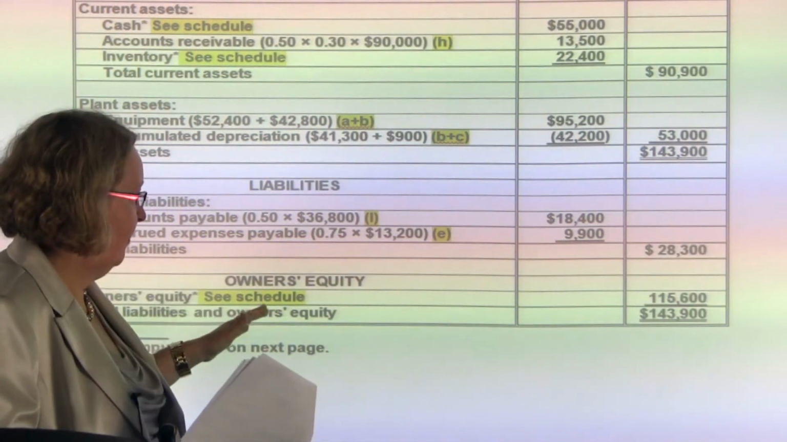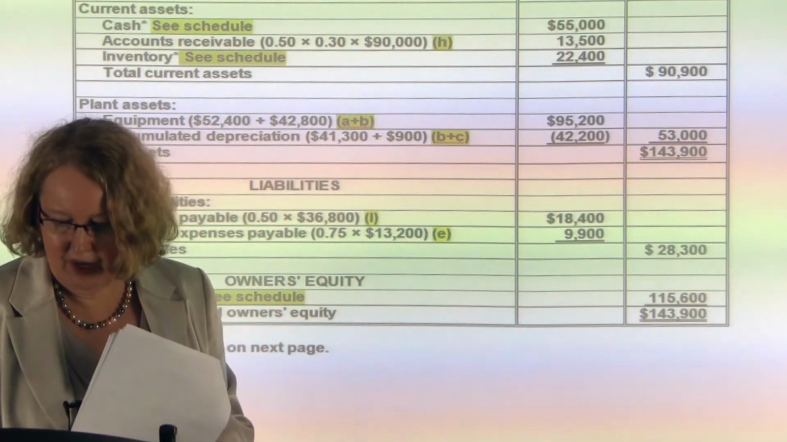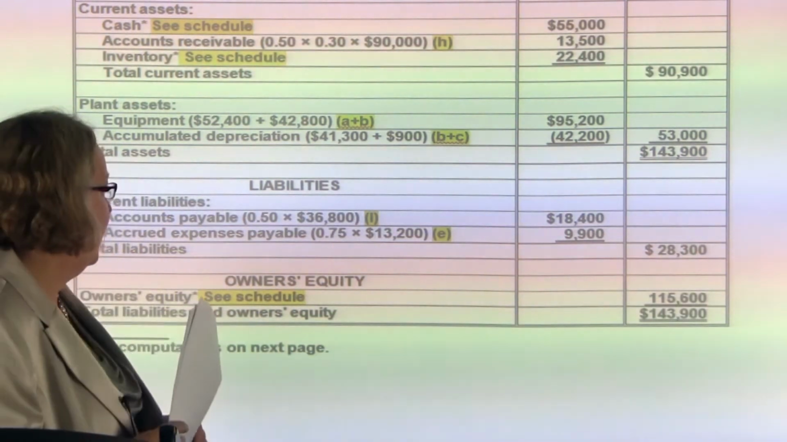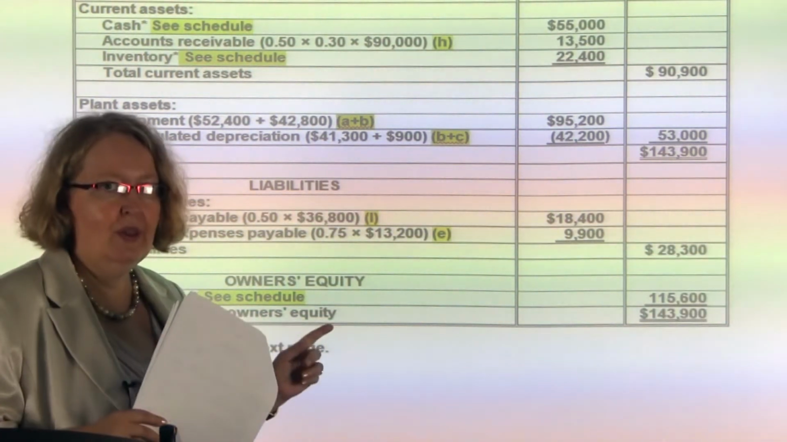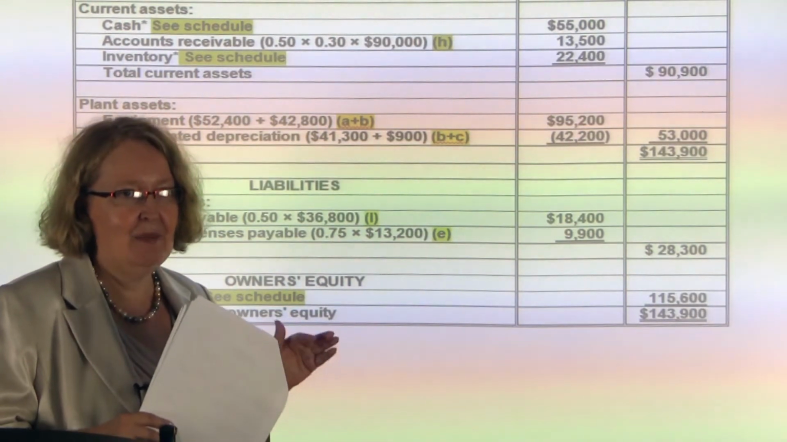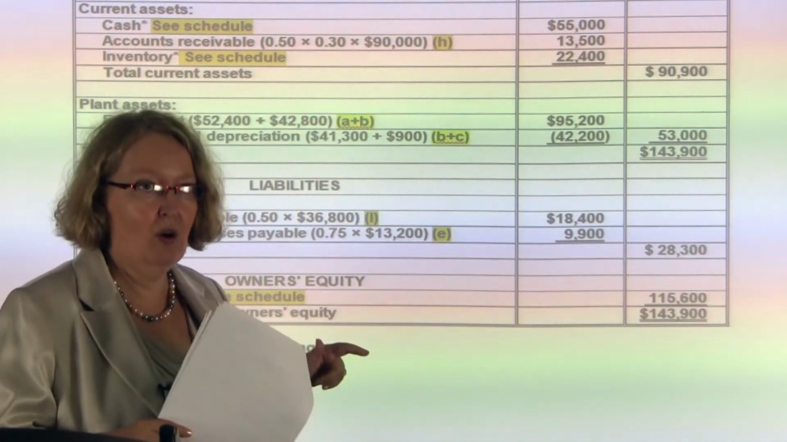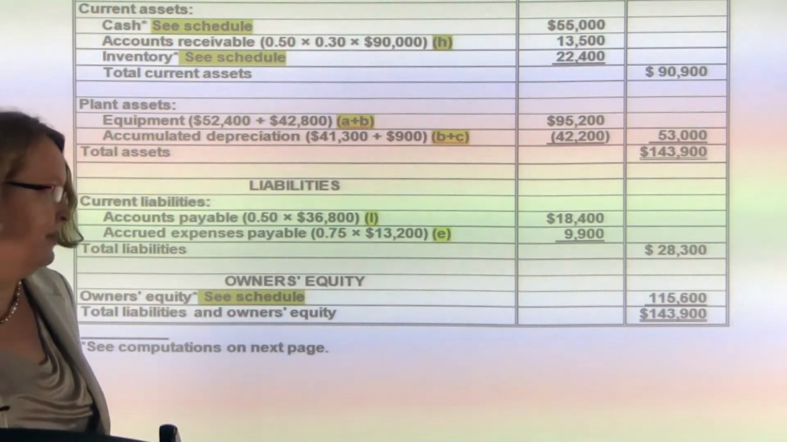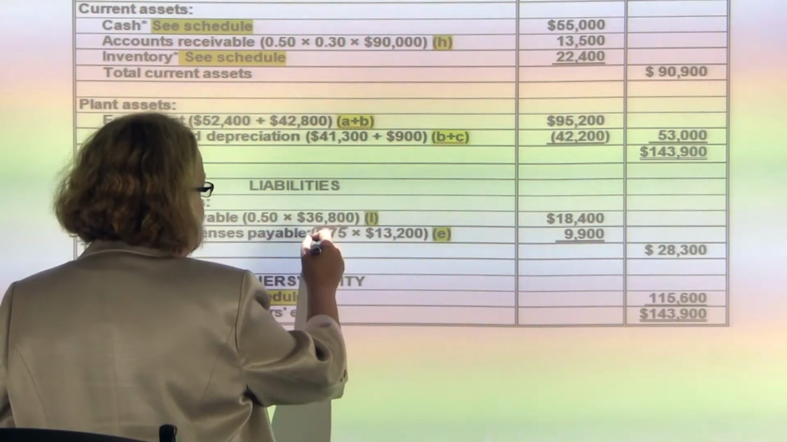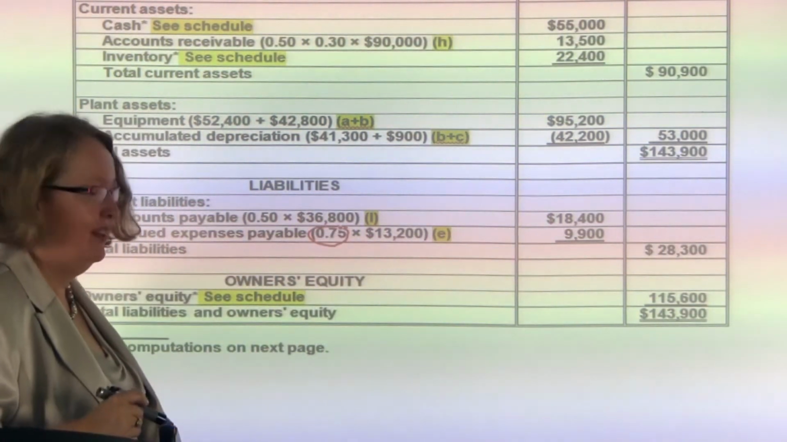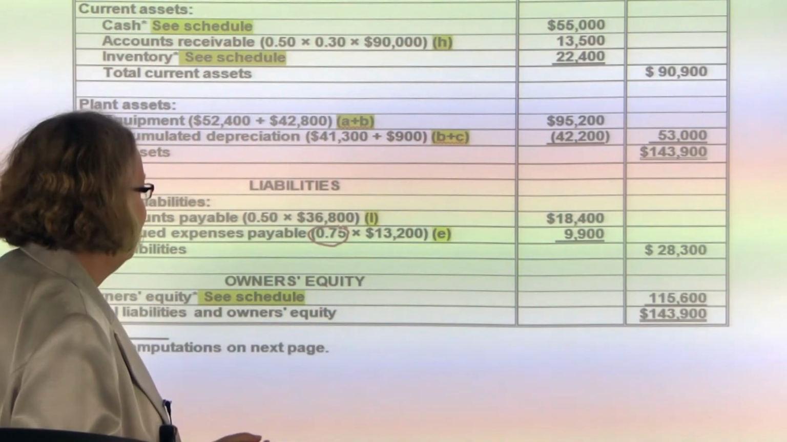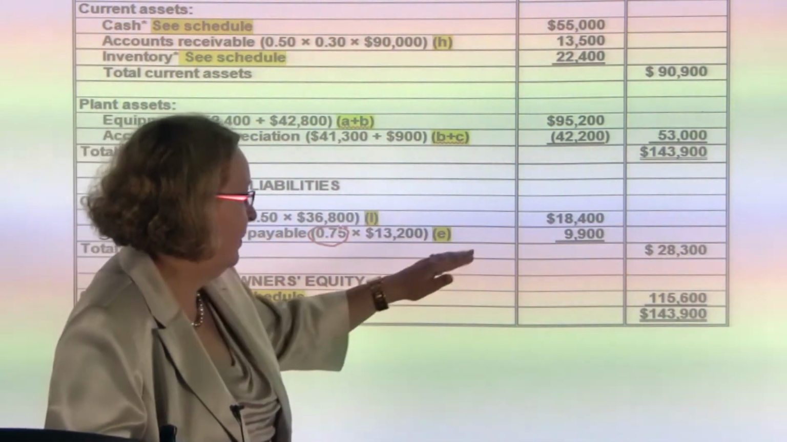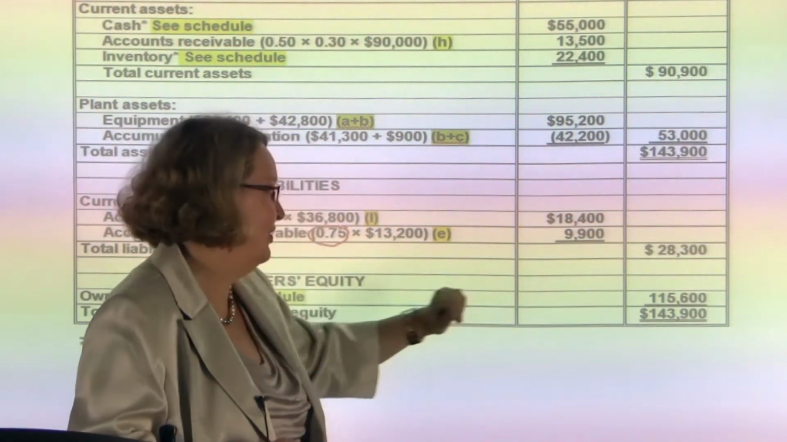Accrued expenses payable, and so this is coming from Part E, and you have your operating expenses of $13,200. So you're told that 25% of that is paid for in cash, which means you owe for the remaining 75%. So that's where that 75% is coming from, because you're told you paid 25% of it in cash, so you owe the remaining 75%. So your total liabilities would be your accounts payable plus your accruals, $28,300.